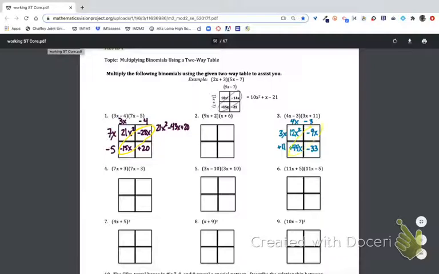We're going to combine our like terms, and when we do that, we end up with 12x squared plus 35x minus 33.